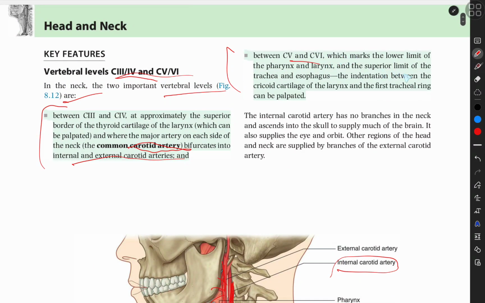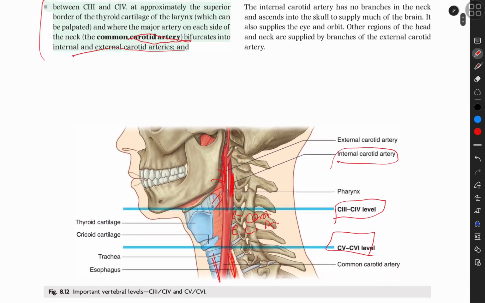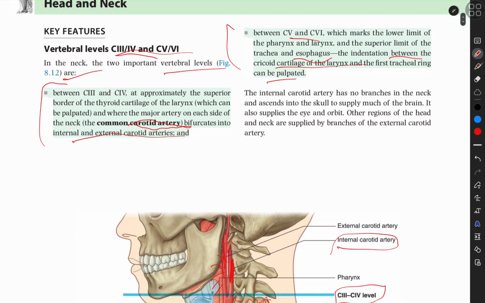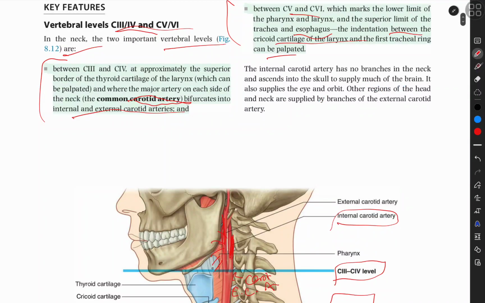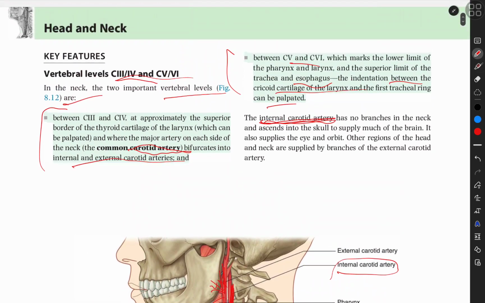Between C5 and C6 marks the lower limit of the pharynx and larynx, and the superior limit of the trachea and esophagus. Okay, here at this level, the pharynx and larynx end and the trachea and esophagus start. Makes sense? And the indentation between the cricoid cartilage of the larynx and the first tracheal ring can be palpated. The internal carotid artery also has no branches in the neck. So this is easy to identify. Internal carotid artery, no branches. External carotid artery gives off some branches, so you can see the difference.